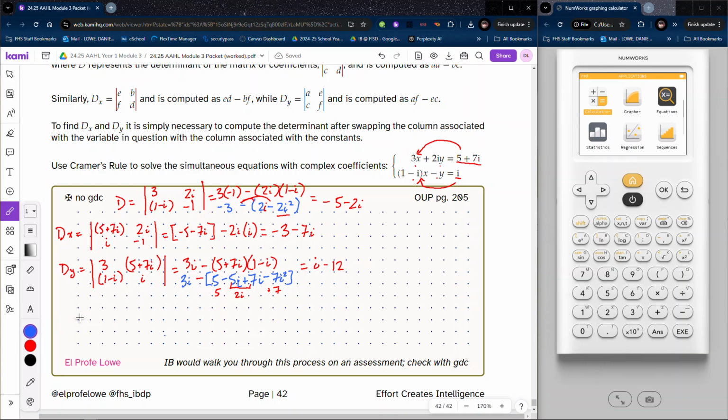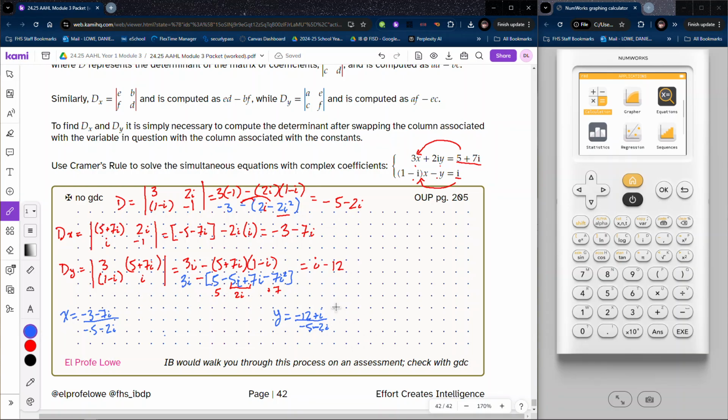I know that my x solution is going to be given by the determinant with that column swapped, x, negative 3 minus 7i, divided by my main determinant, negative 5 minus 2i. And my y solution, let's give us a little bit of space. My y solution is going to be the determinant, negative 12 plus i, all over my main determinant, that's negative 5 minus 2i.